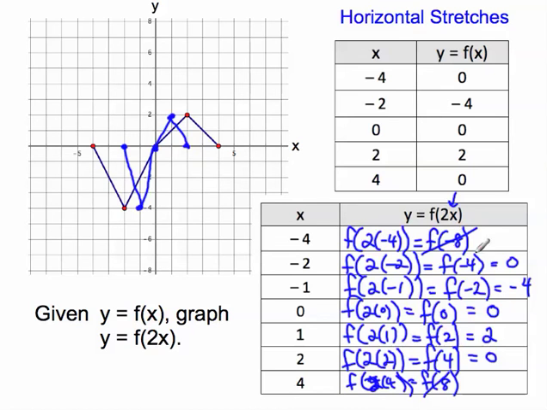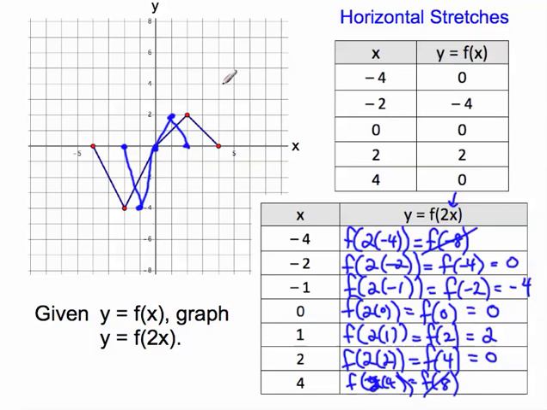Okay, now let's look at what's happened to our points. First of all, the y values here are the same as they were above. 0, -4, 0, 2, 0. Again, 0, -4, 0, 2, 0. So the y values haven't changed. What has changed are the x values. Notice that for any given y value, the x value that generated it is half as big as it was before. So here we had -4, 0, but now the point has become -2, 0. Above we had -2, -4, but now we have -1, -4. So the y values are the same, but the x values are half as big as they were.